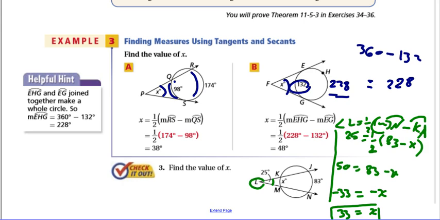Again, quickly: angle L equals half the difference between the measure of arc LN and the measure of arc KM. So 25 equals half of 83 minus x. Multiplied by 2, it will be 50 equals 83 minus x. Solve the equation of the first degree. It's easy to find the value of x now. x equals 33.